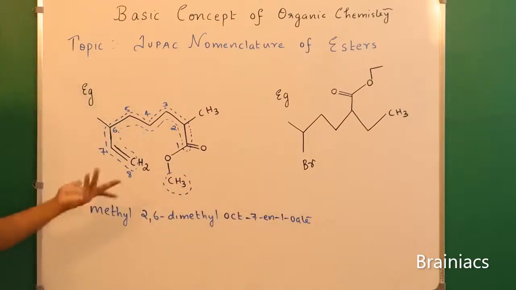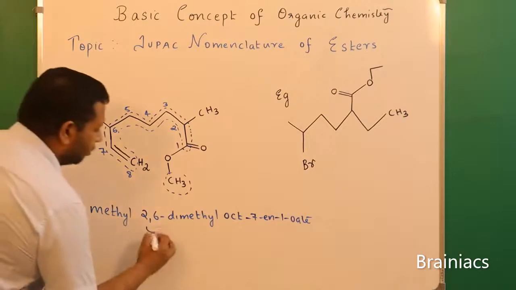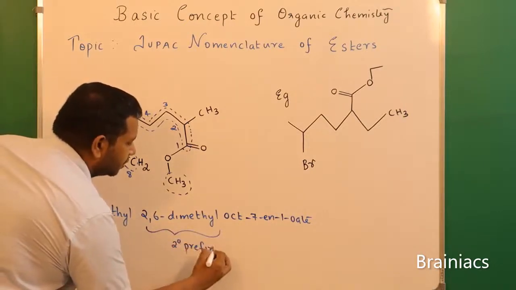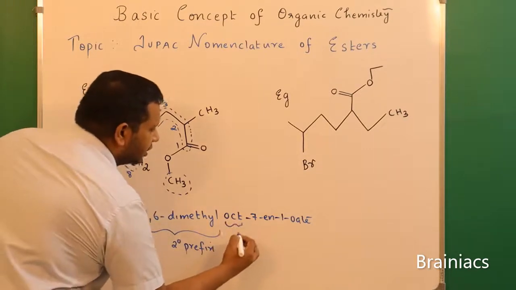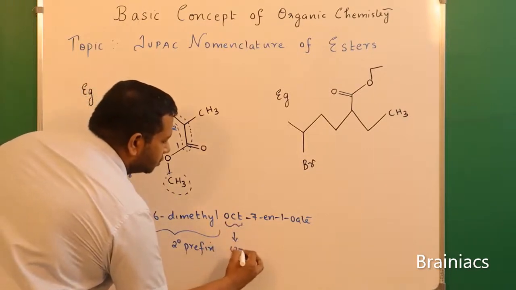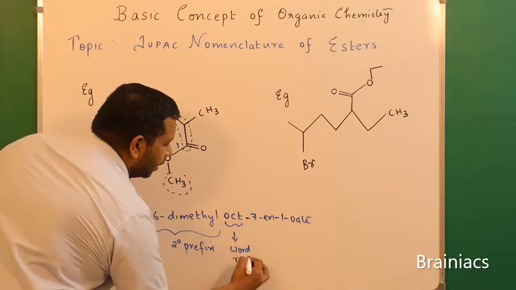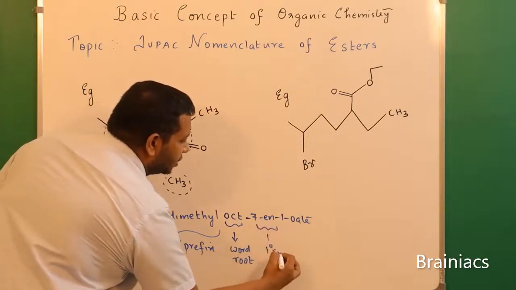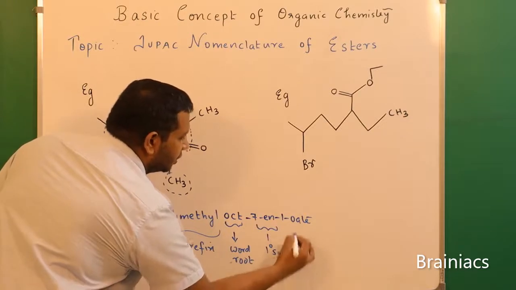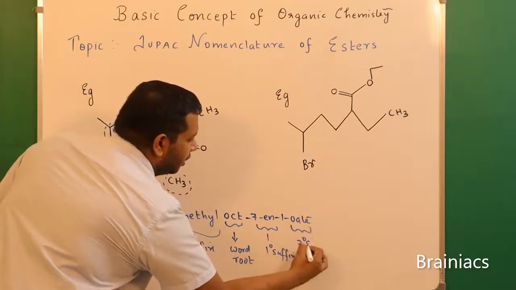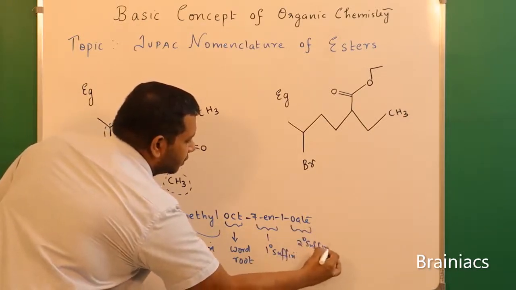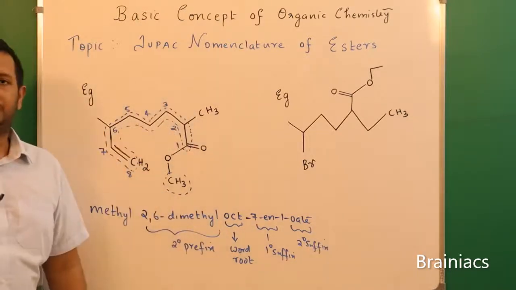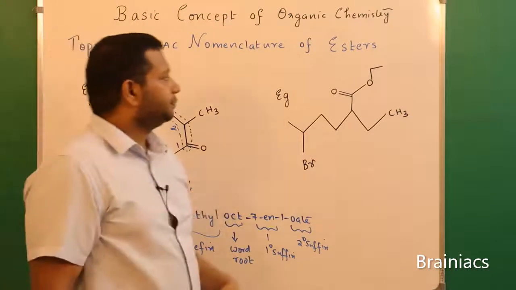I hope you understood. Same thing: this is my secondary prefix, this is my word root, this is my primary suffix, and this is my secondary suffix. So this is the way we need to write it. Now coming to the next one.